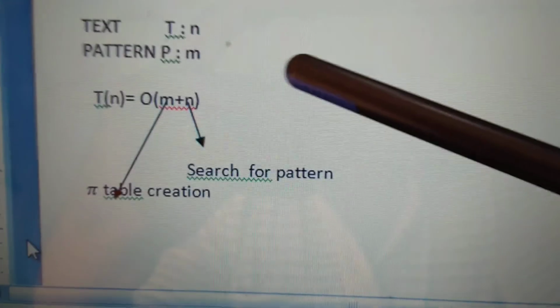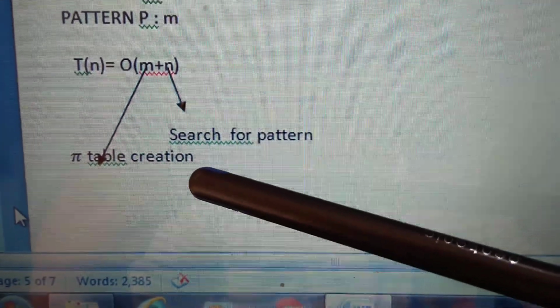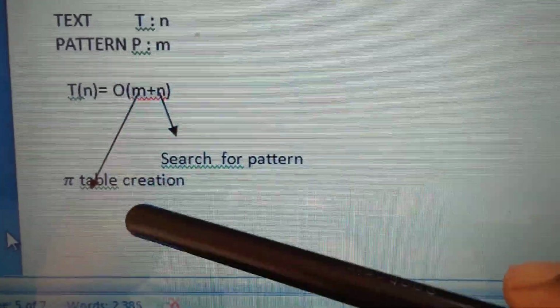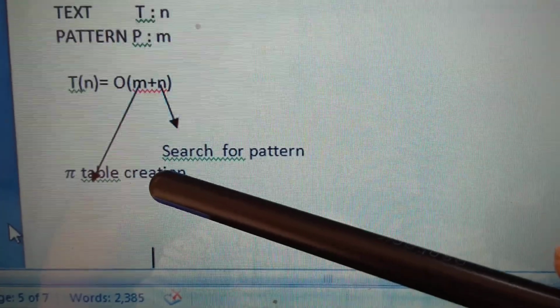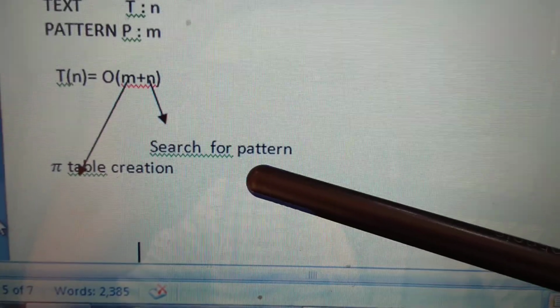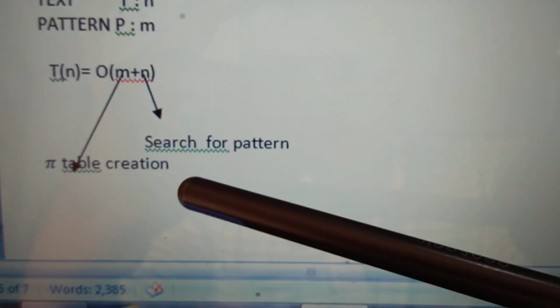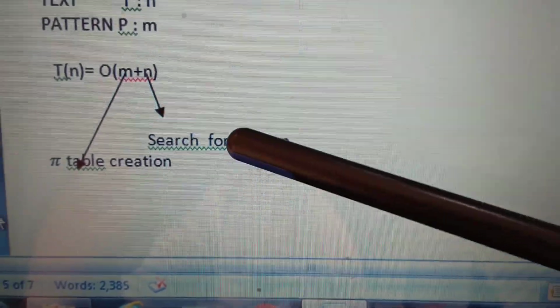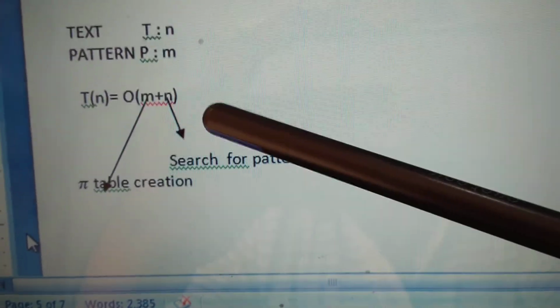So what is the time complexity of this KMP algorithm? In this KMP algorithm we have the text size n and pattern size m, and the time complexity is order of m plus n. Here m is for the pi table creation, that means the pattern. This loop is executed m times, that is the reason we use m for pi table generation and n for searching the pattern. So the total time required is the time for pi table creation plus the time for searching the pattern. So the total time complexity of the KMP algorithm is T of n equal to order of m plus n.